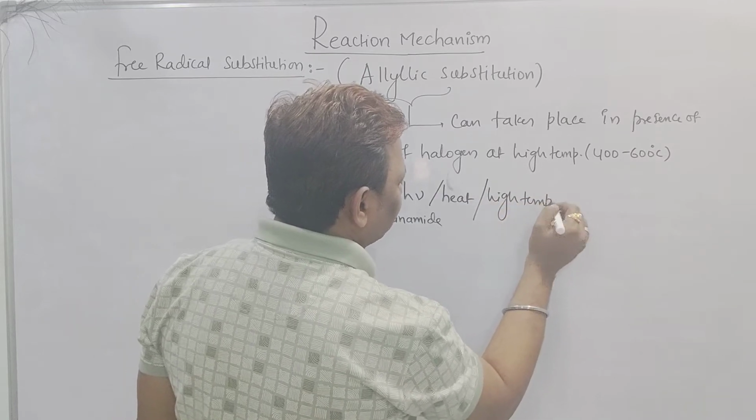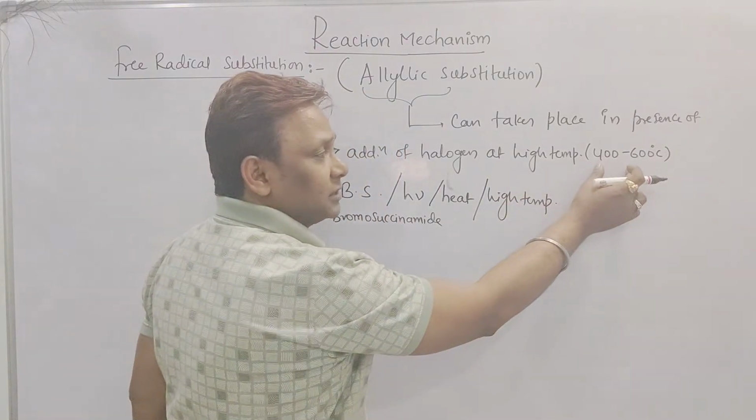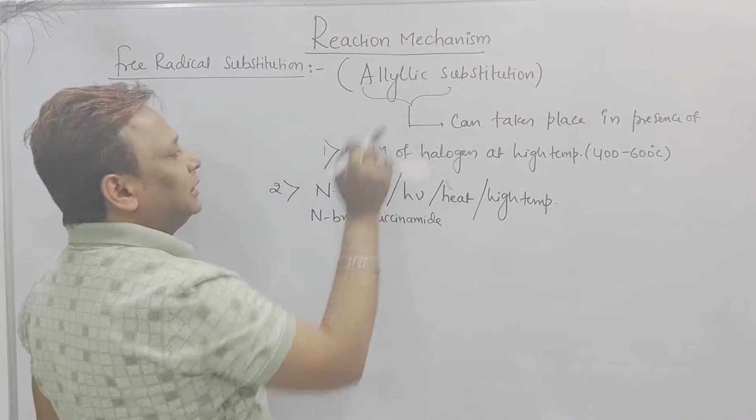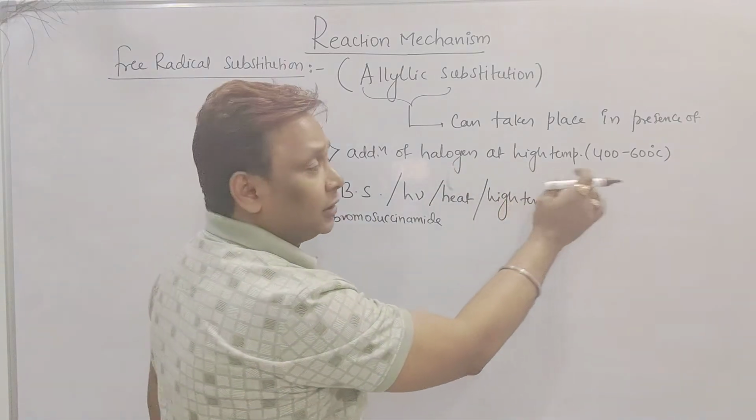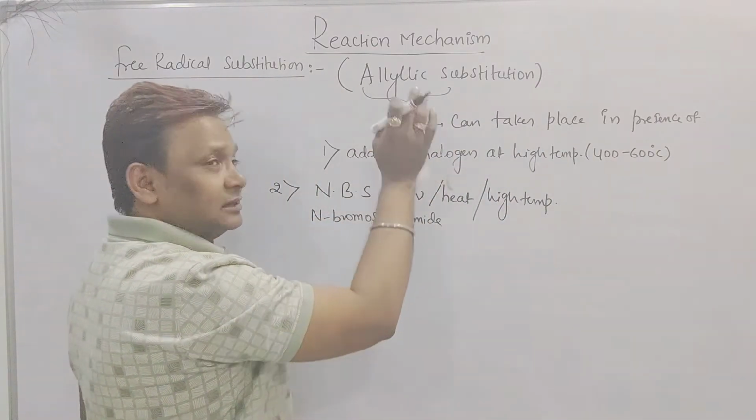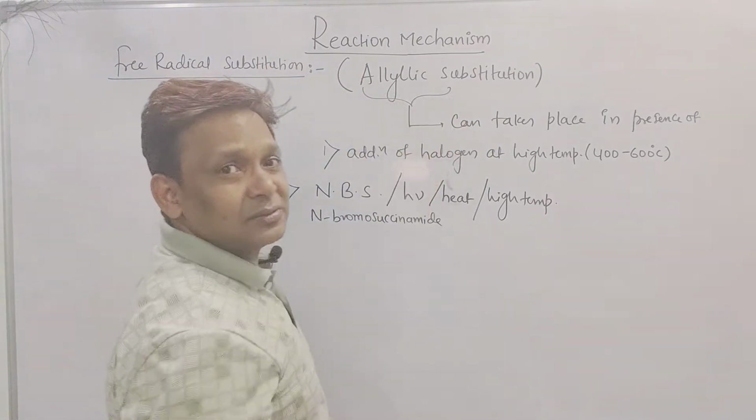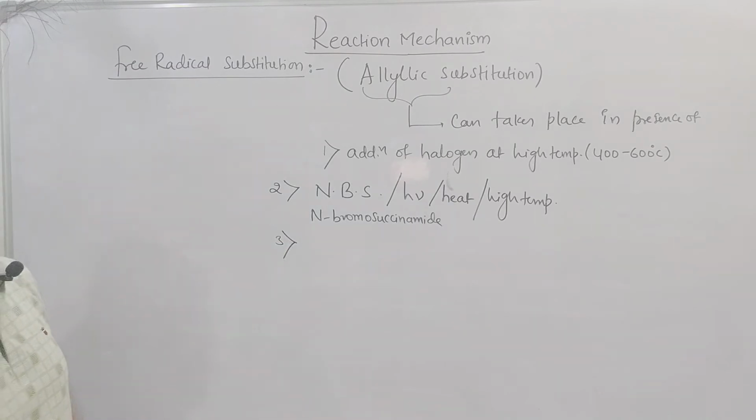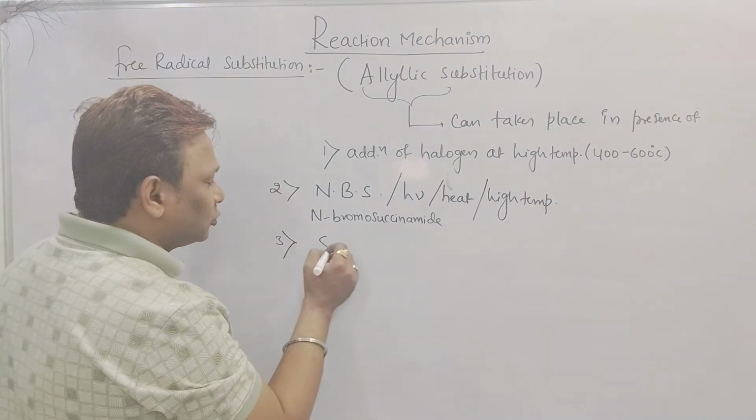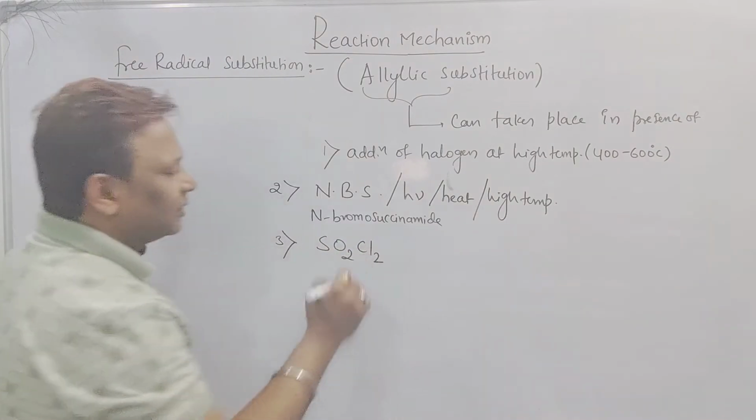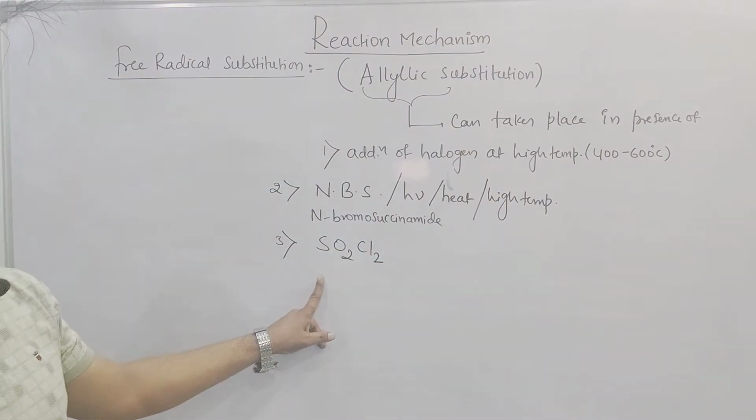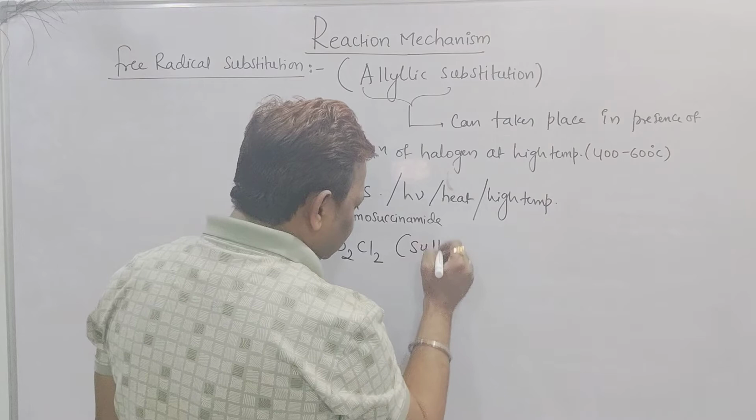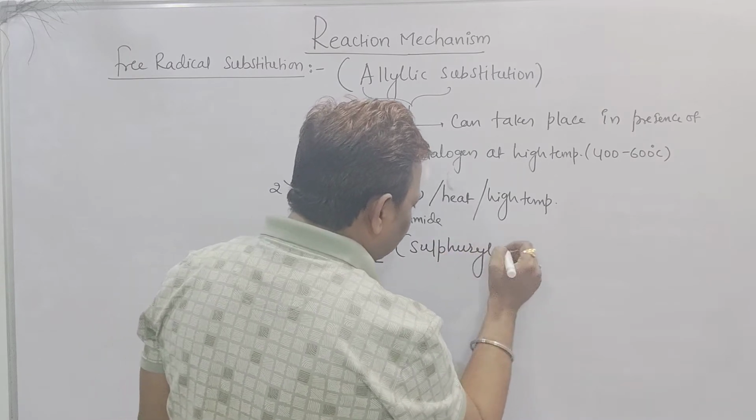But in any reaction, if you see high temperature, nearly 400 to 600, it favors free radical allylic substitution. If NBS is there, free radical allylic. Addition of halogen at high temperature like 400 to 600, that is also free radical mechanism and allylic substitution. But one more indicates an FR mechanism. And what is that, you know? SO2Cl2, beta. SO2Cl2 is called sulfuryl chloride.